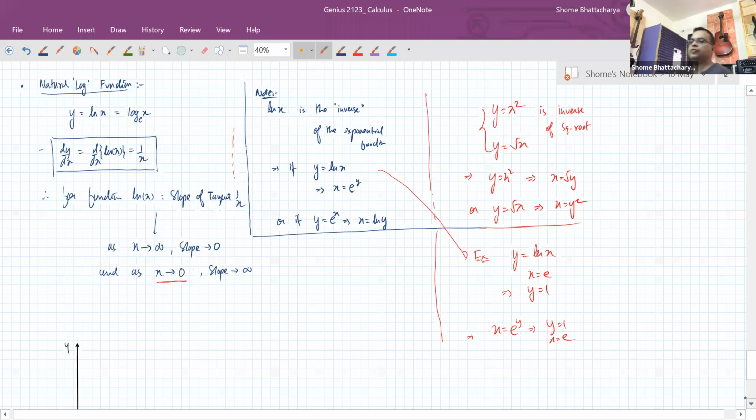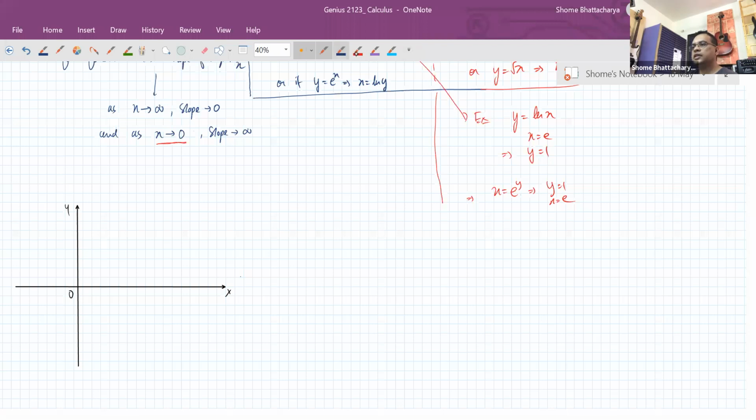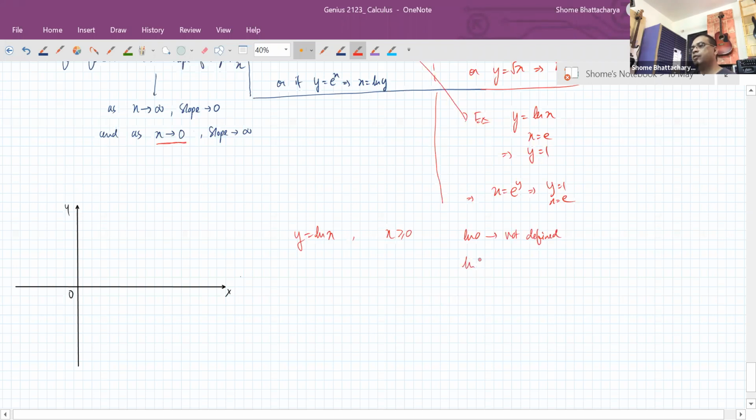Okay, so if you look at the graph of the natural log function, first of all, we should understand that the log function or natural log function is only defined for x being greater than 0. ln 0 is not defined, and ln of any negative quantity again cannot be defined. So the graph looks something like this.